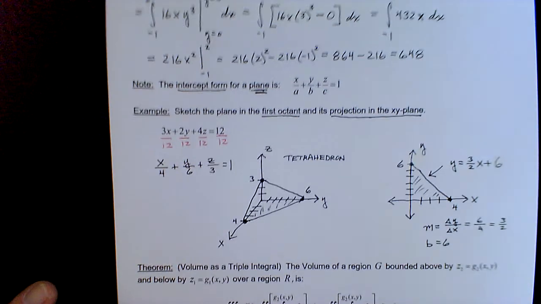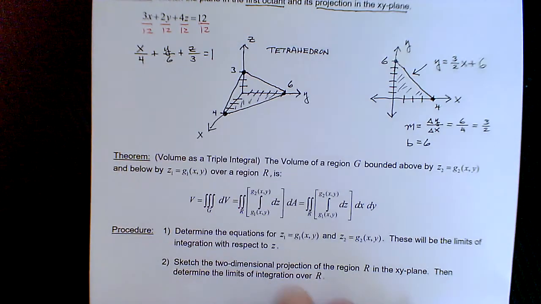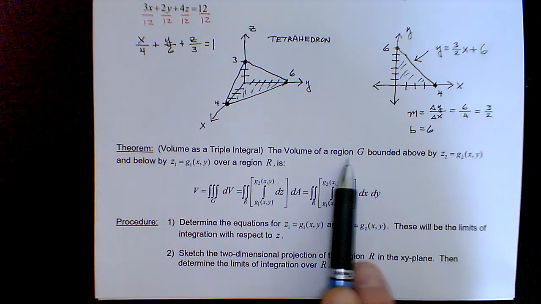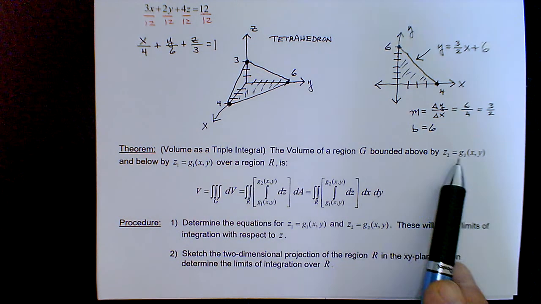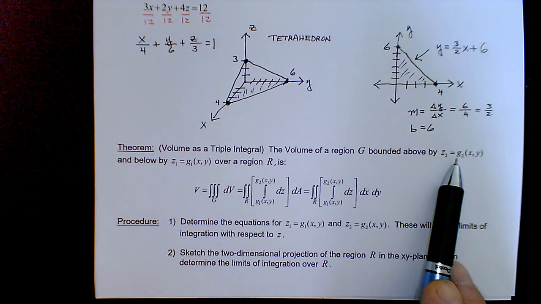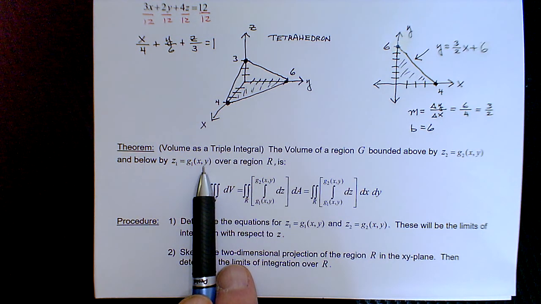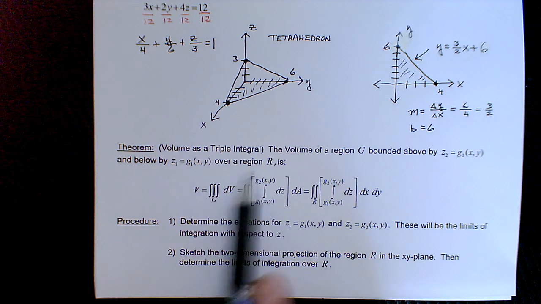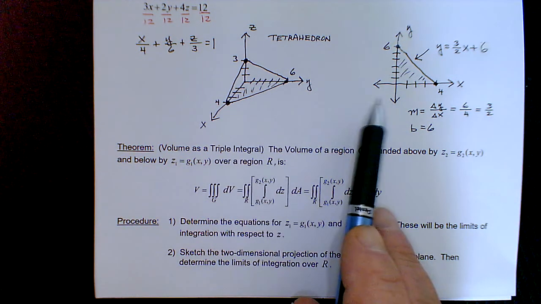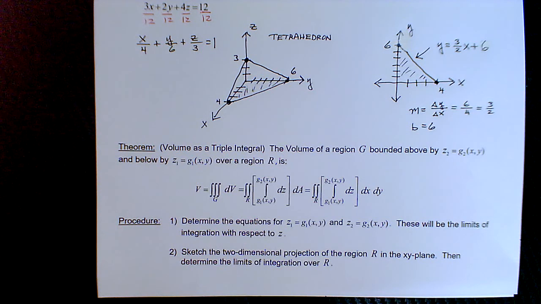Okay, so next we're going to look at, and we'll just talk about this theorem, and then we'll come back and we'll finish up this lesson. We're going to look at volume as a triple integral. And so it's the volume of a region that's bounded above by a function called z2 and below by a function z1, both functions of x and y, over a particular region. So it might be a situation, as we're actually going to see in the next example, like what we sketched out here. I think different numbers, but same concept.